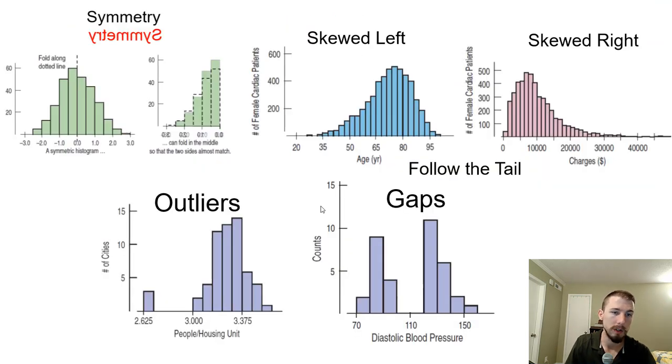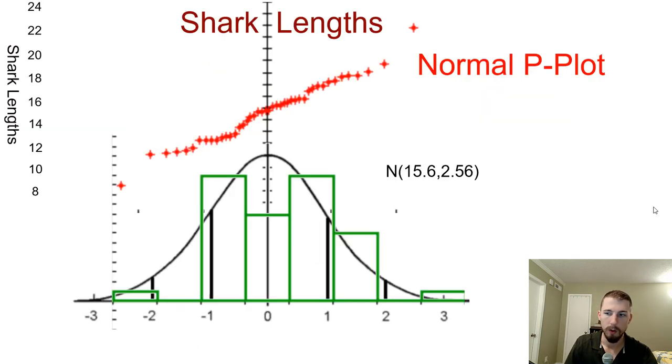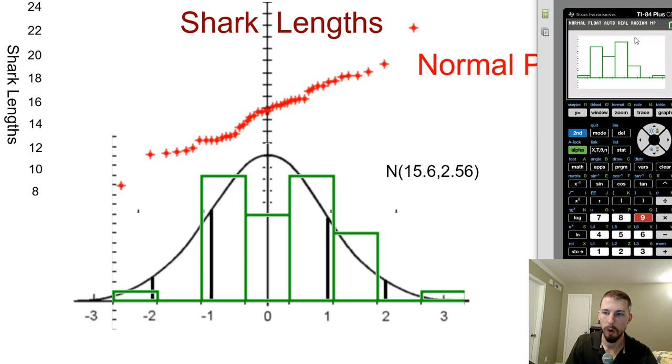So again, we need it to be unimodal and symmetric, where it looks like a bell curve. If it's skewed to the left or the right, we can't use it, because we can't use mean and standard deviation, we have to use a median and IQR. Same thing if we have crazy outliers, far outliers, or gaps between the data, it's no longer appropriate. So what we end up with is something called a normal p-plot.